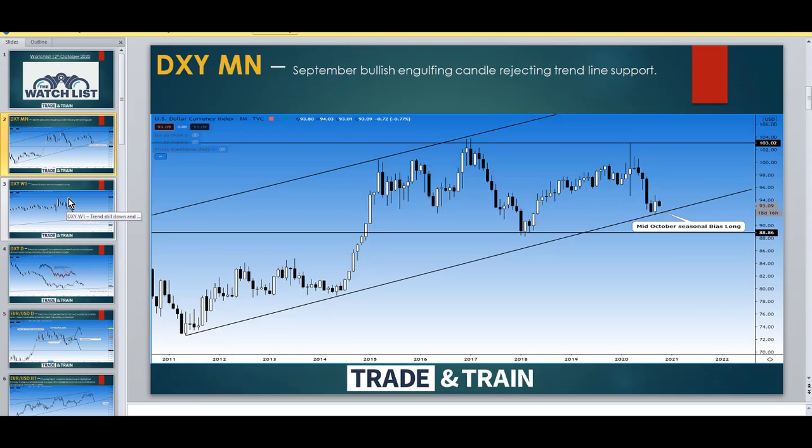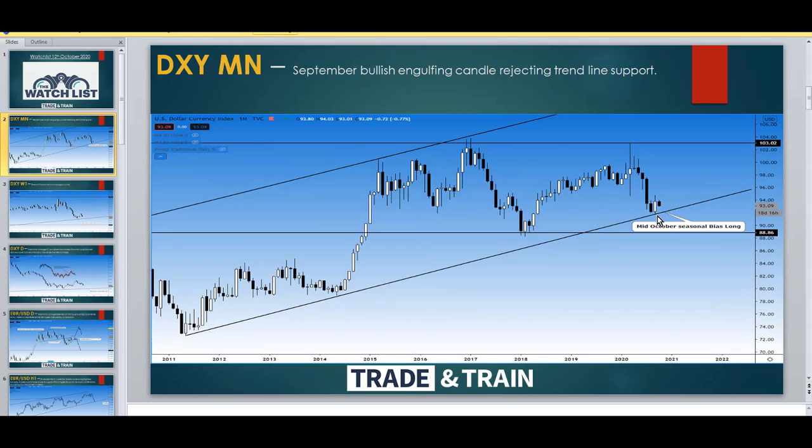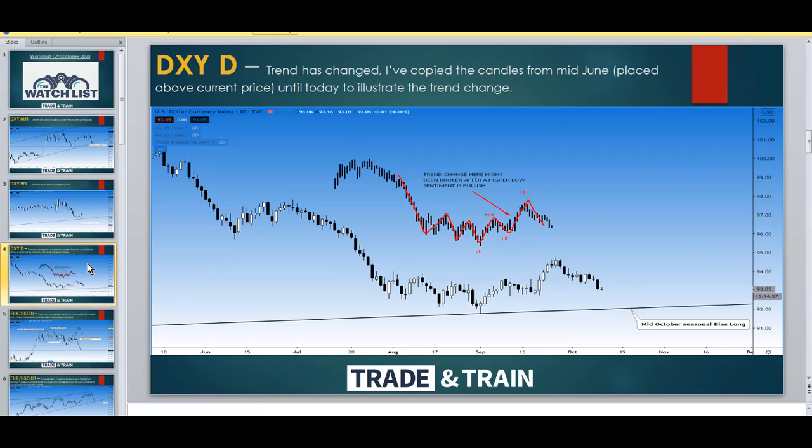Okay, it's at a monthly trend line support. And we can actually see from the monthly chart, we have a monthly engulfing bar coming off that support level, which would suggest that we are going to see some upside on that.